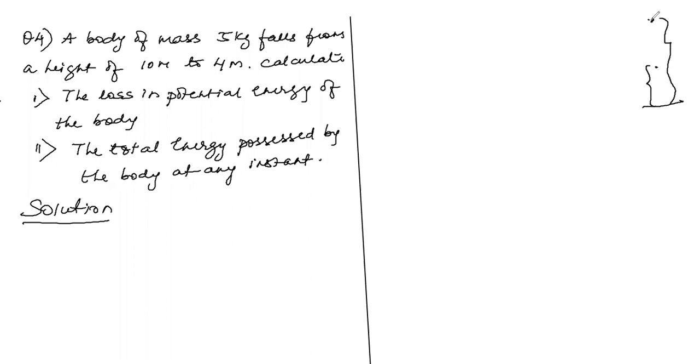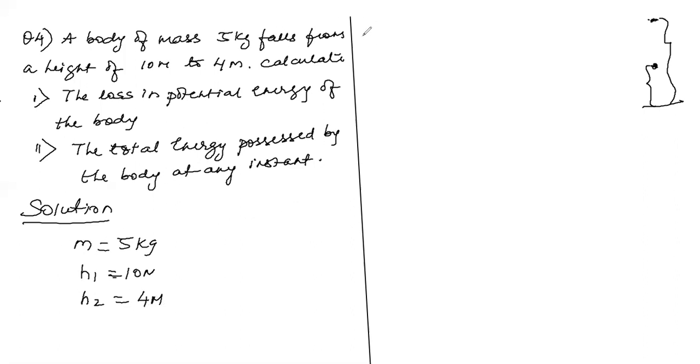So naturally, this body has lost its potential energy. Got it? So that is what they want, the loss in potential energy, and then the total energy possessed by the body at any instant. So listen, first I'll write everything in notation form. A body of mass 5 kg has fallen from a height of 10 meters, so h1 is 10 meters, to a height of 4 meters. Got it? They want the loss of potential energy.